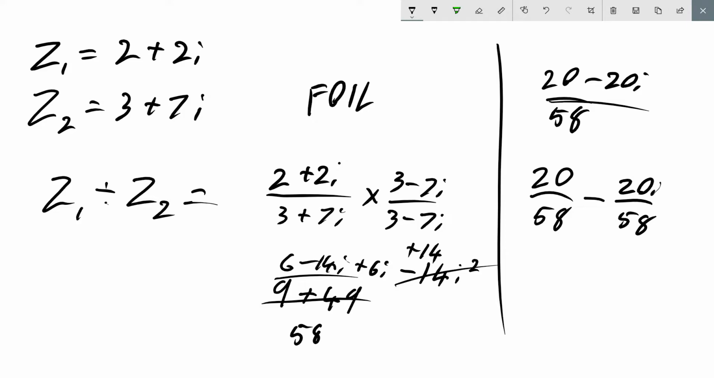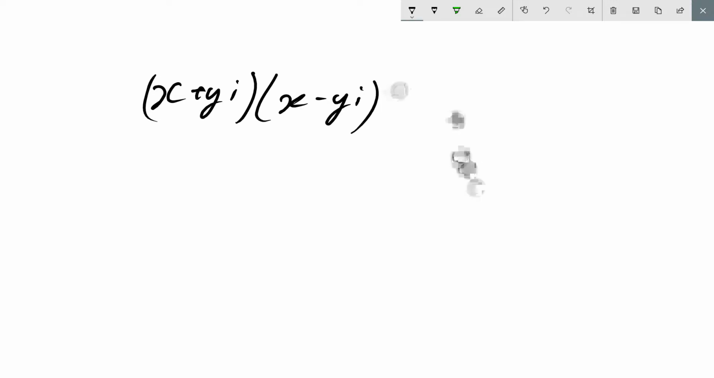So now let's look at why this expression here, when multiplied together, is going to give me two positive numbers. So if we think of x plus yi and x minus yi, and if we were asked to expand this, well, we can do it using FOIL.